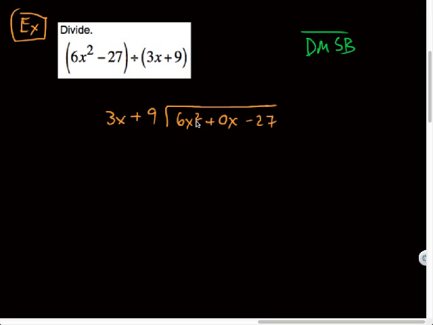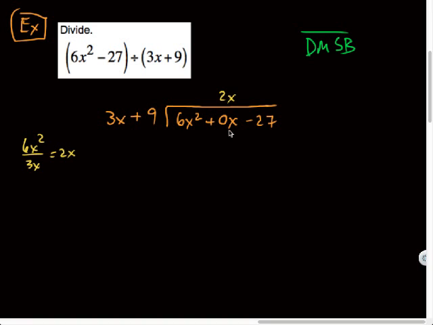Here we go. So, divide. Leading term by leading term. 6x squared divided by 3x. Let's see. 6 divided by 3 is 2. x squared divided by x is x. So 2x. Where do I write this? Oh, how convenient. I made space for this.